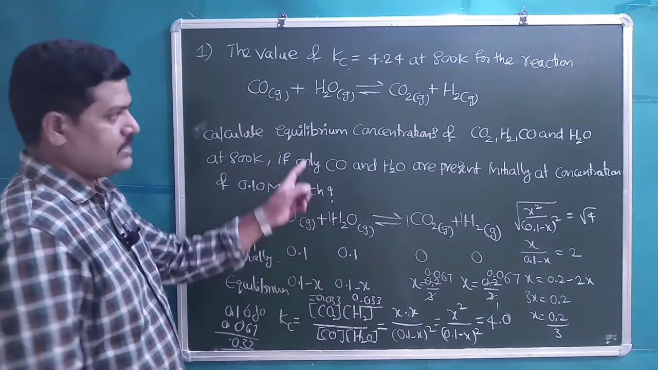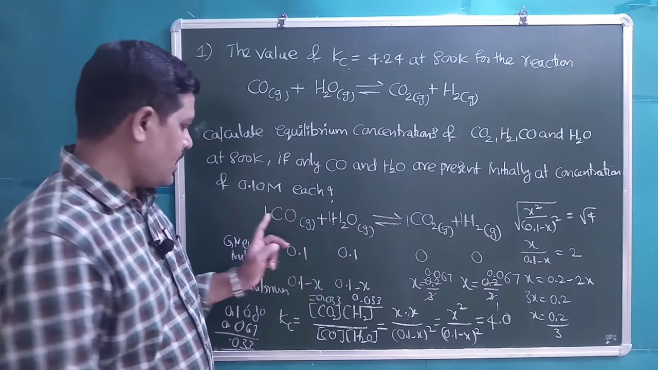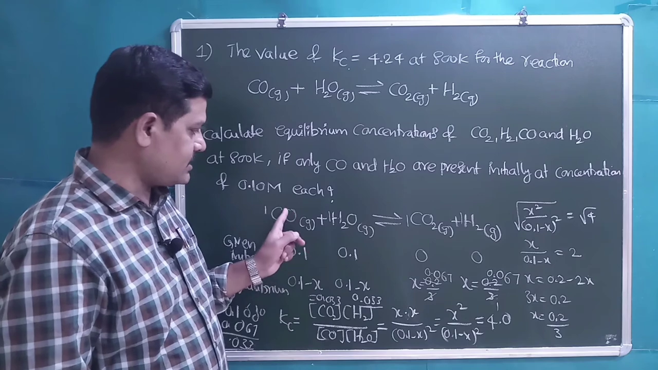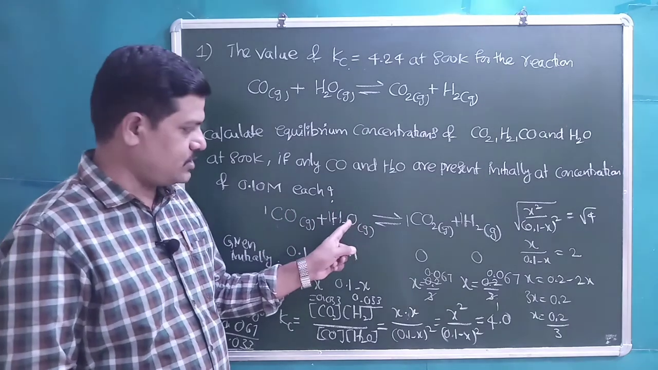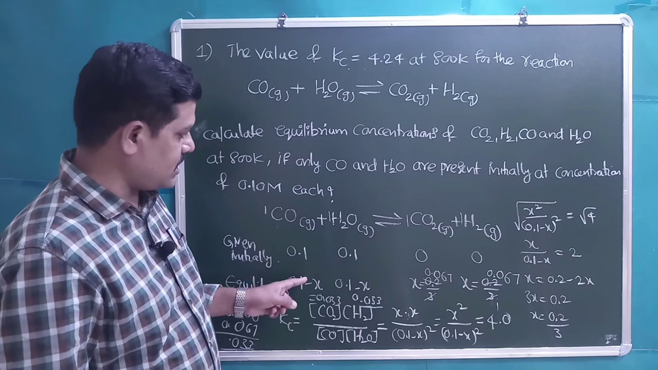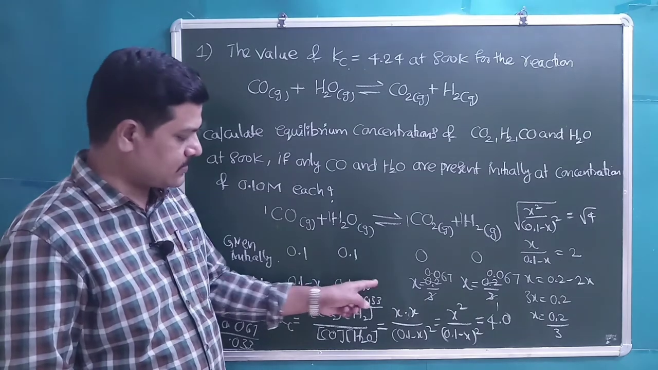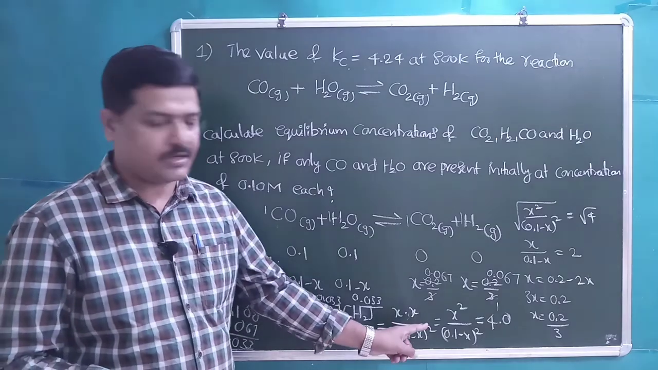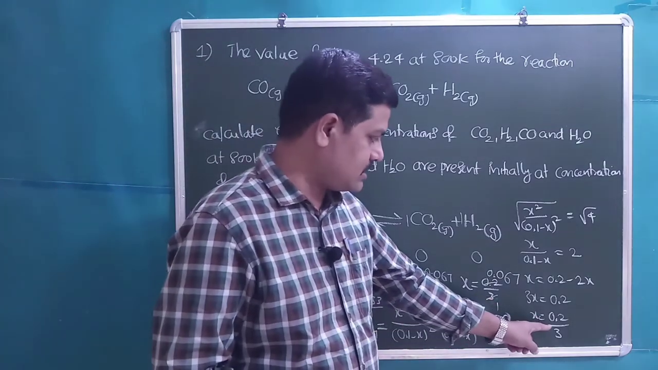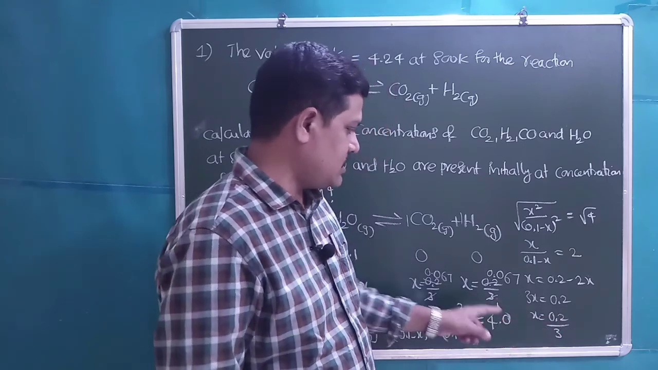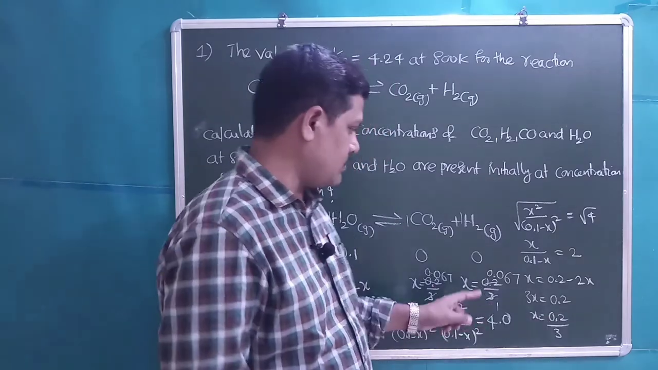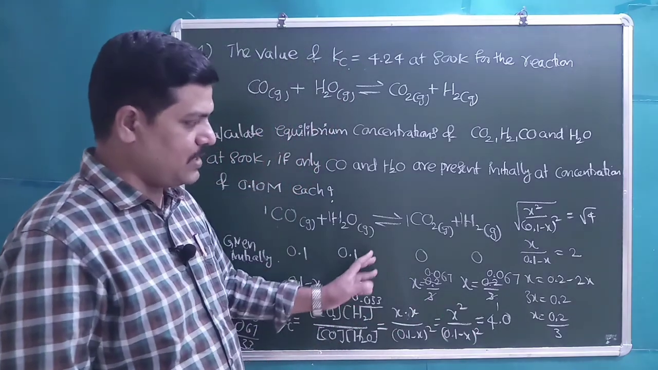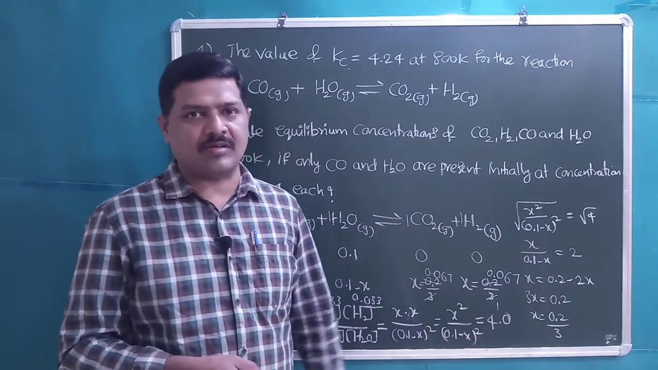So students, first we wrote the balanced equation, and we assumed that x moles of CO reacted, then x moles of H2O reacted. Then we calculated the concentrations at equilibrium in terms of x, wrote the expression of Kc, and substituting the equilibrium concentrations in terms of x, we calculated x. X is 0.2 divided by 3, which is 0.067. So by putting the values of x, we finally calculated the equilibrium concentrations. Let us take one more question now.